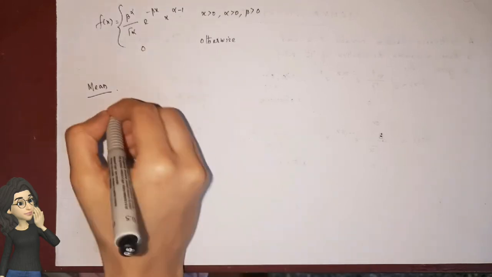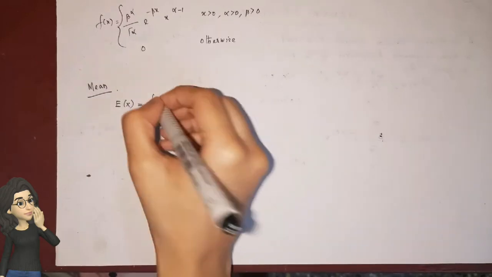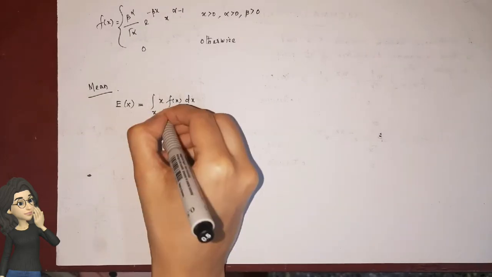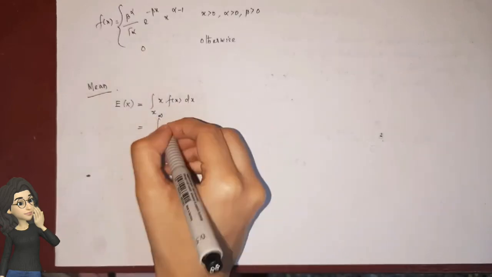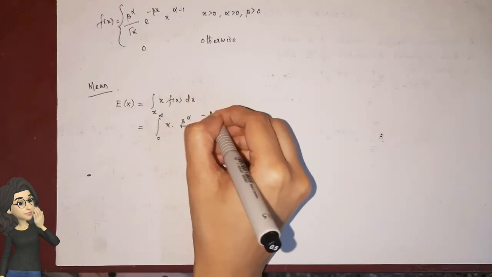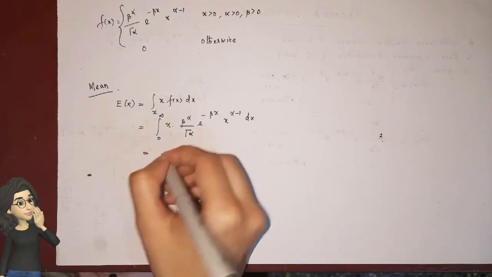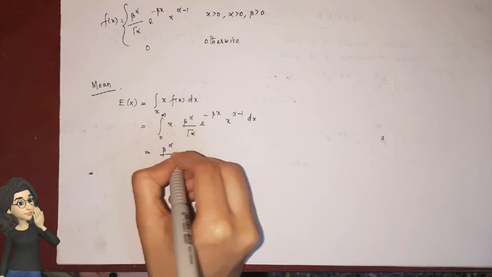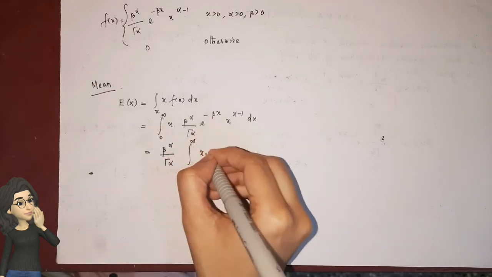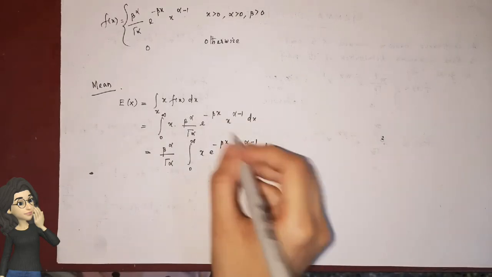So the mean is the expectation of x, and the expectation of x is equal to the integral over the range of x of x f(x) dx, which is equal to the integral from 0 to infinity, since the range of x is from 0 to infinity, of x into beta raised to alpha divided by gamma alpha, e raised to minus beta x, x raised to alpha minus 1 dx. I can take the constant terms outside. So it is beta raised to alpha divided by gamma alpha into the integral from 0 to infinity of x e raised to minus beta x, x raised to alpha minus 1 dx. So this is what is left.